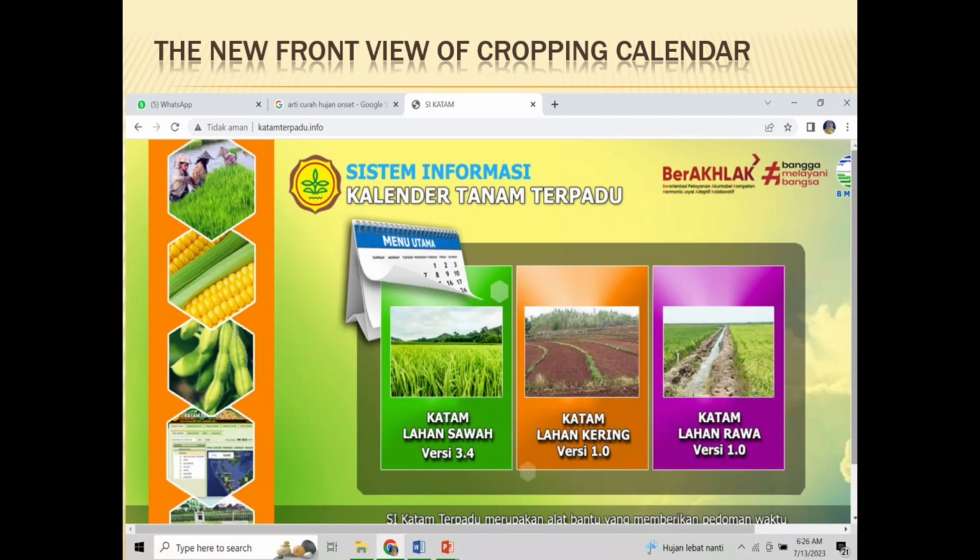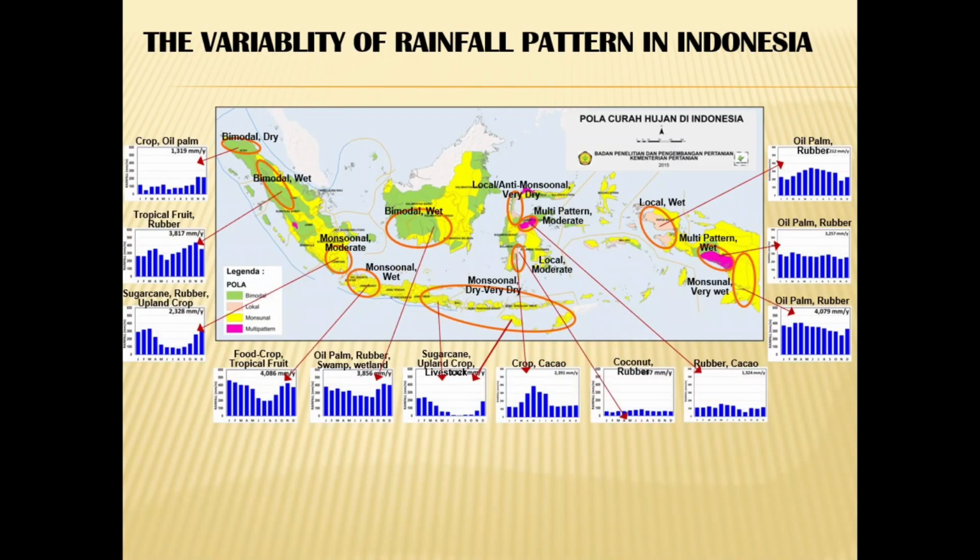There are three options, namely Katam for wetlands, drylands still ongoing version 1.0, and swampland version 1.0. The most feasible and most perfect among the three is the Katam for wetlands, the paddy fields. The initial stage of planting is based on rainfall conditions and the variability of rainfall in Indonesia. So if we can see that, North Sumatra is bimodal.